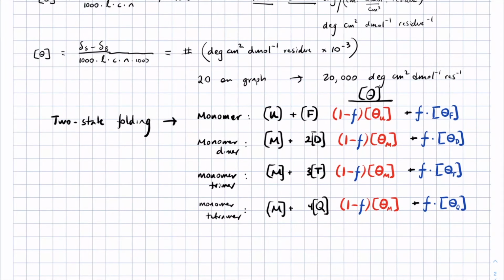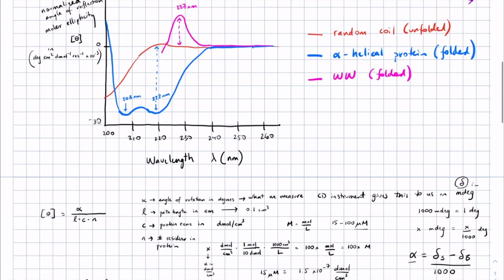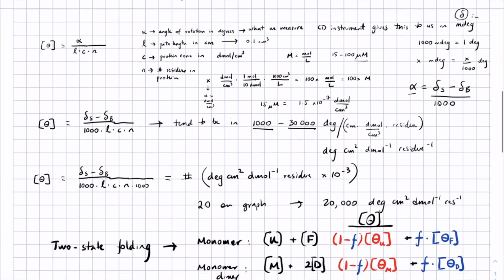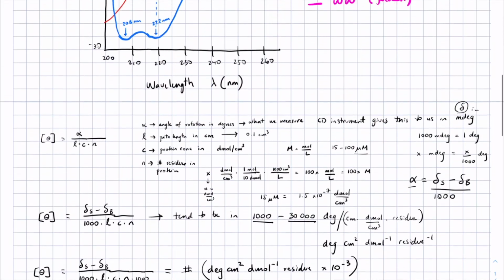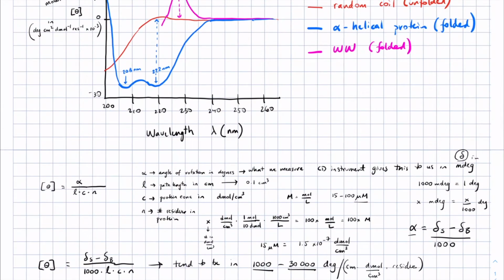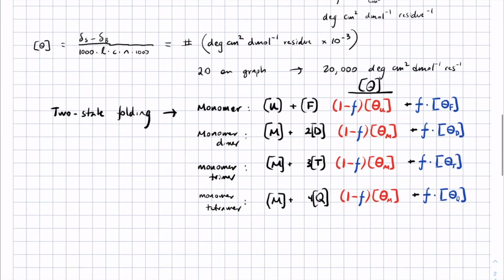All right, well, that's good, but if we're dealing with a protein that's 100% folded, we don't really get to see this weighted average of the folded and the unfolded state. And so what we can do is change the conditions of the experiment to alter the equilibrium between folded state and unfolded state.